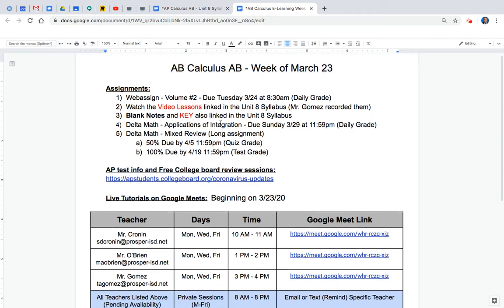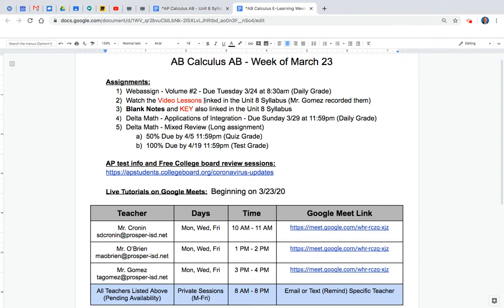Basically just read through this. You can see that we are going to put videos on there. We're going to put blank notes and keys, the linked keys concerning Unit 8's syllabus. And then we're also going to look at the Delta Math assignment that's due on March 29th. The Delta Math was a long AP review assignment where 50% is due by this date and 100% is due by this date. And we thank those of you students out there that already finished this 100%.